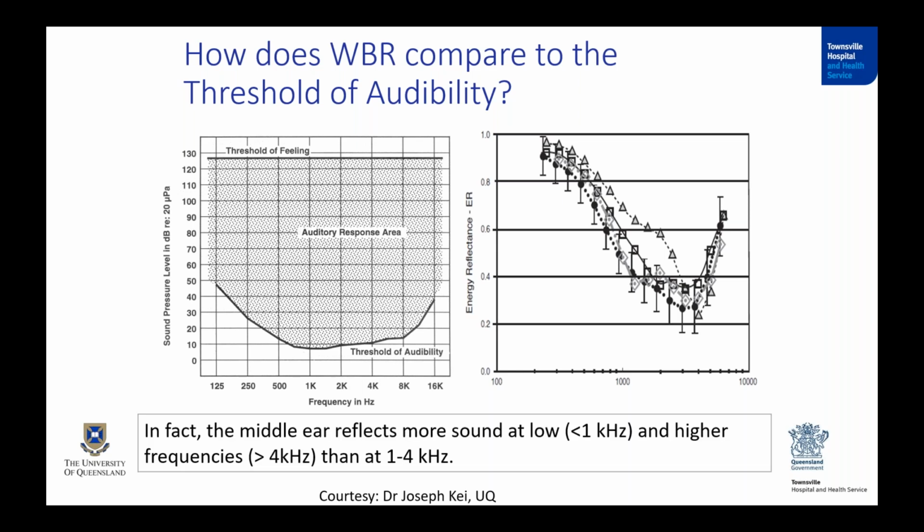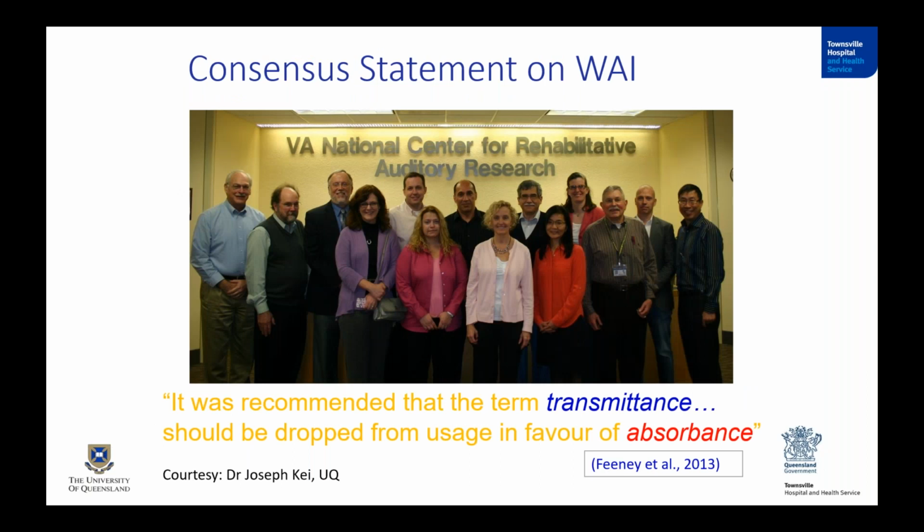Okay, so in the previous literature, up to about 2013, most of the research or work was done on wideband reflectance. If you look at any of the literature, you see all the studies citing wideband reflectance, and some studies were measuring wideband absorbance. Now, there was a consensus of all the specialists who work in the area of wideband absorbance in 2013, and then they came up with some consensus relating to the wideband immittance measurements. One of them is that absorbance should be used rather than reflectance.